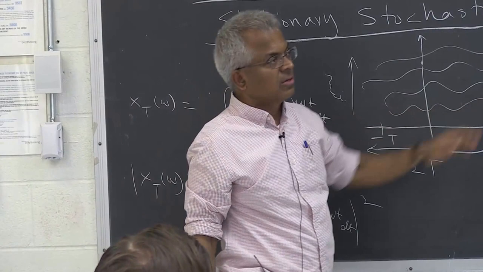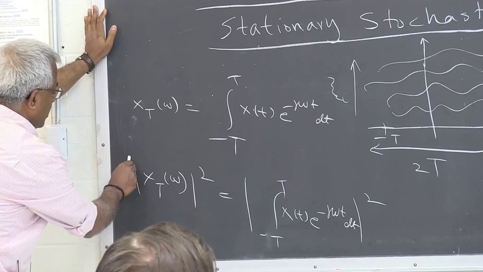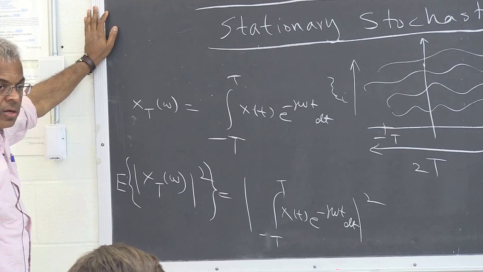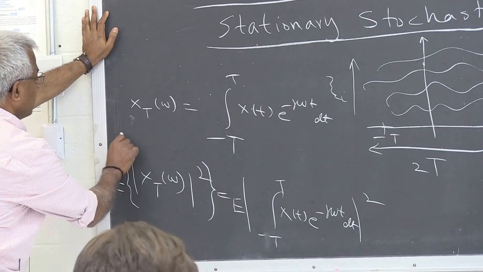So one way to get rid of the random is you average over all the realizations, and that's what we mean by expected value. So if you take an expected value here, this gives you the average energy computed at that particular frequency, computed from minus t to t. So of course I should do an expected value here also. So this is the average energy.